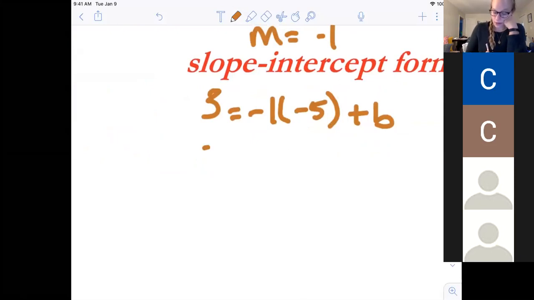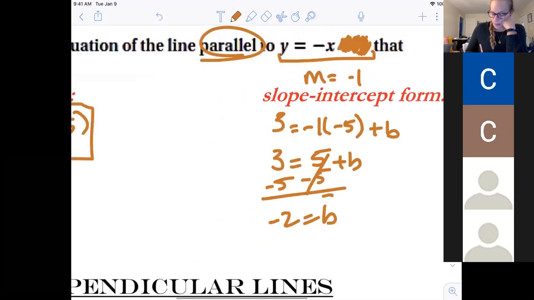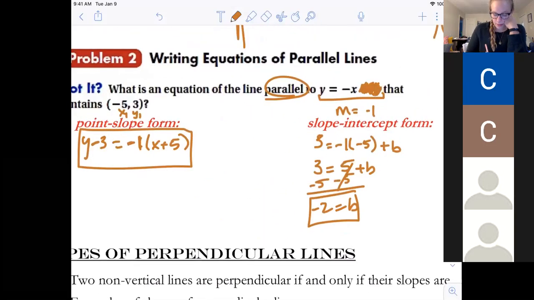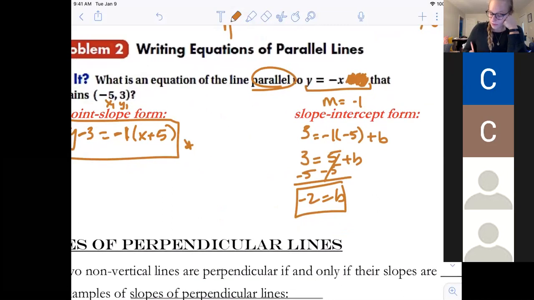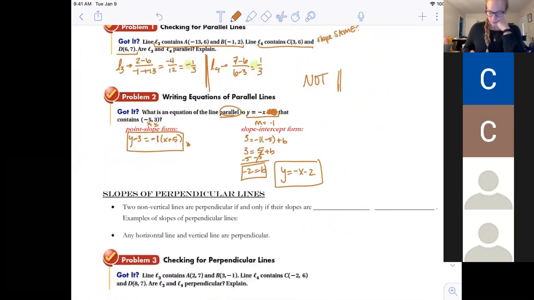So now I'm going to solve, so I've got 3 equals 5 plus b, and then -5 from both sides, -2 equals b. If you had taken the point slope form and just solved for y, you would have gotten the exact same thing. Once I find b, though, I'm not done. I have to put it into y equals mx plus b. So y equals -x minus 2 is my final answer. And you should get that either way you do it. All right, any questions? That was our parallel line practice.